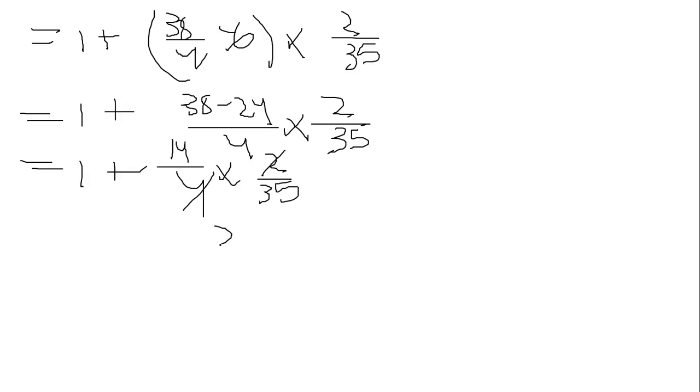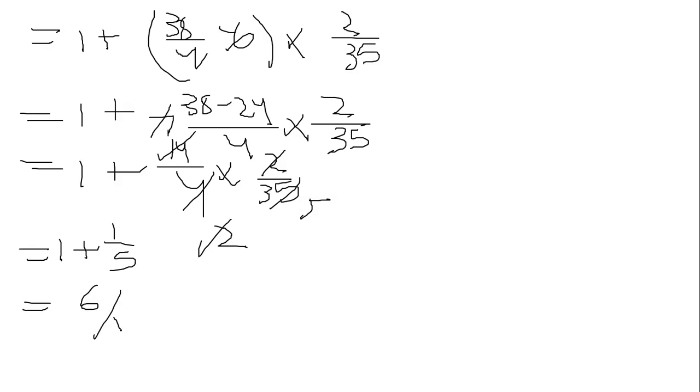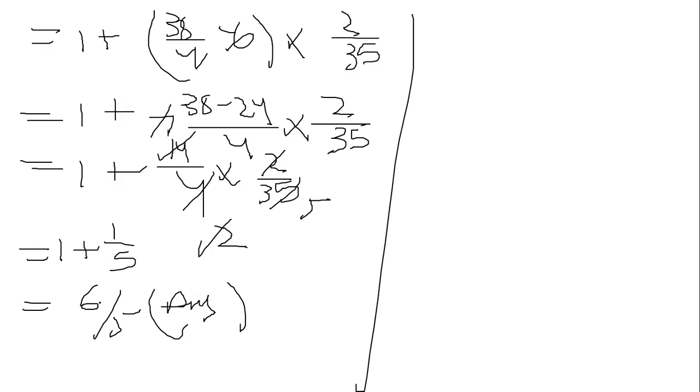So 2 gets cancelled out. The 2 is 7 and this is 5. So we get 1 plus 1 by 5, that is 6 by 5. So this is correct. So here what we got, 6 by 5 is the value of G. So this G is 6 by 5.